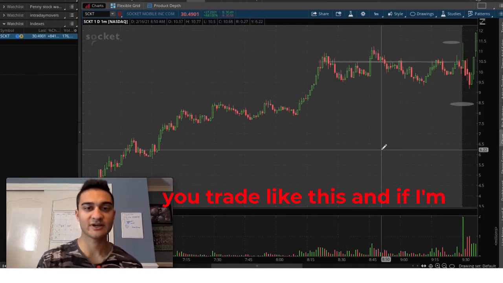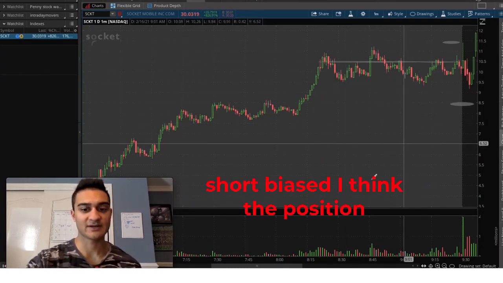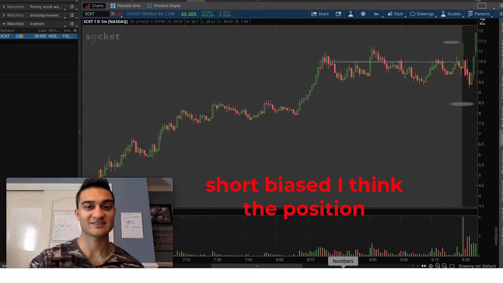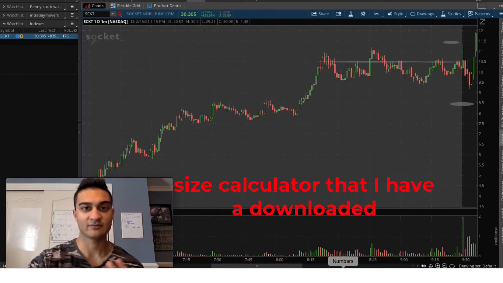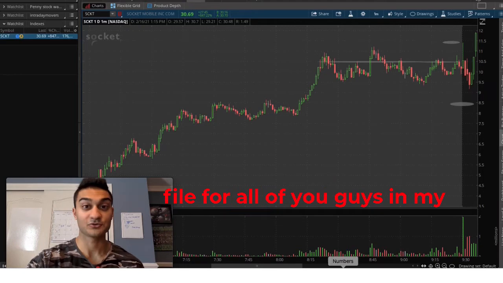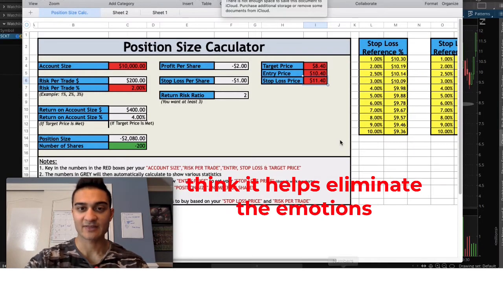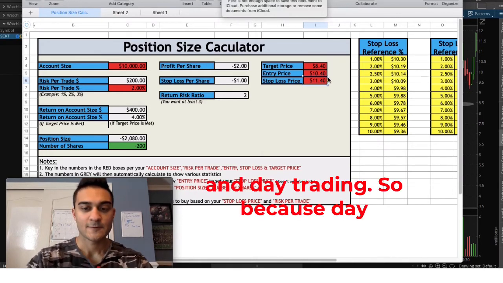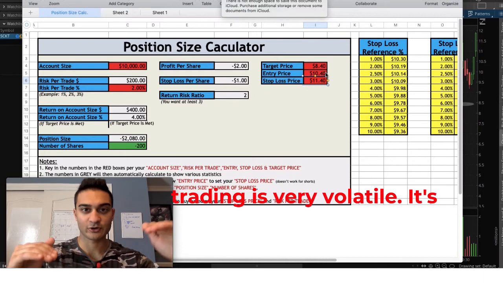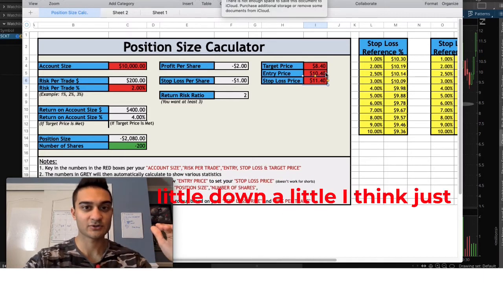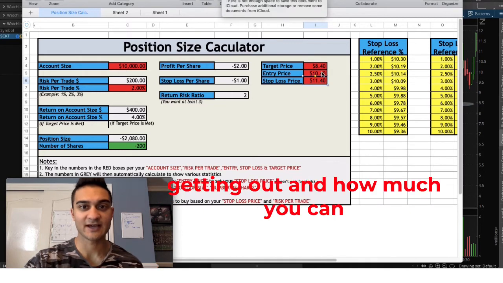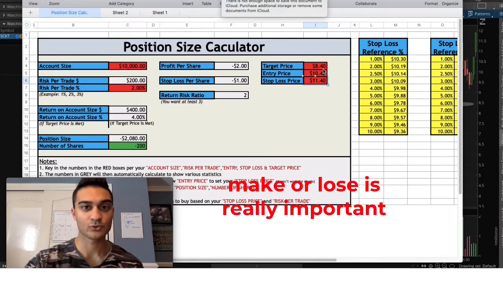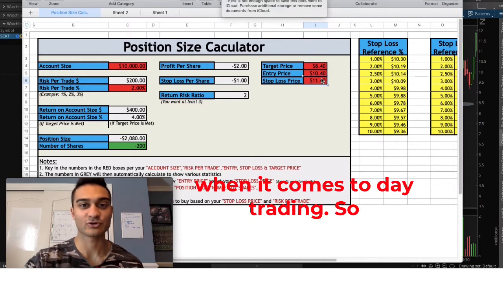When you trade like this, and if I'm short biased, I use a position size calculator. I have a downloaded file for all of you guys in my Discord, and if you want to reach out by email to get it, I think it helps eliminate the emotions in day trading. Because day trading is very volatile, it's up and down, you might be up a little, down a little. Just knowing where you're getting in, getting out, and how much you can make or lose is really important when it comes to day trading.